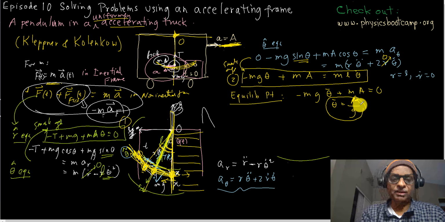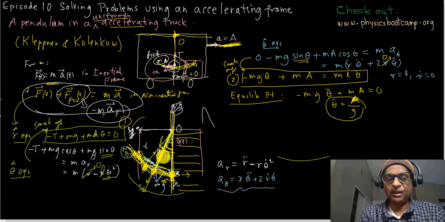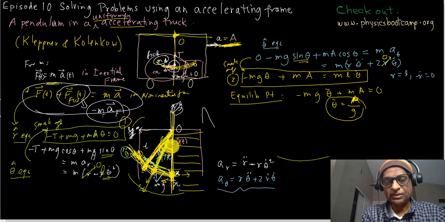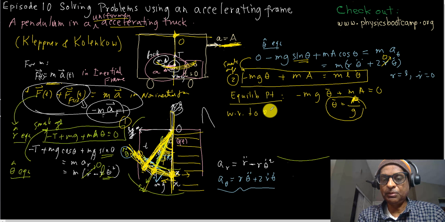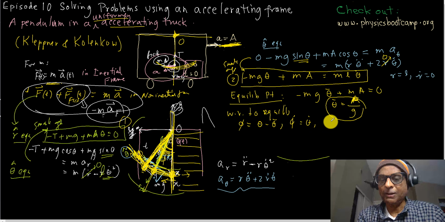So if we want to have an angle with respect to this reference, let's call that angle phi. Okay, angle phi, with respect to the reference equilibrium. We define the angle phi equals theta minus theta bar. Then phi dot equals just theta dot, because theta bar is constant. Phi double dot equals theta double dot.